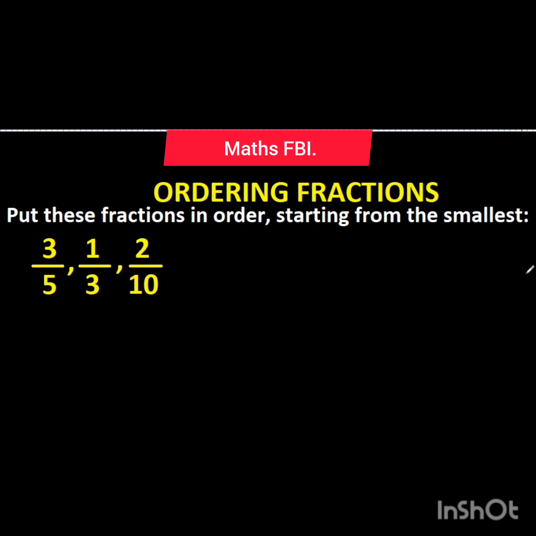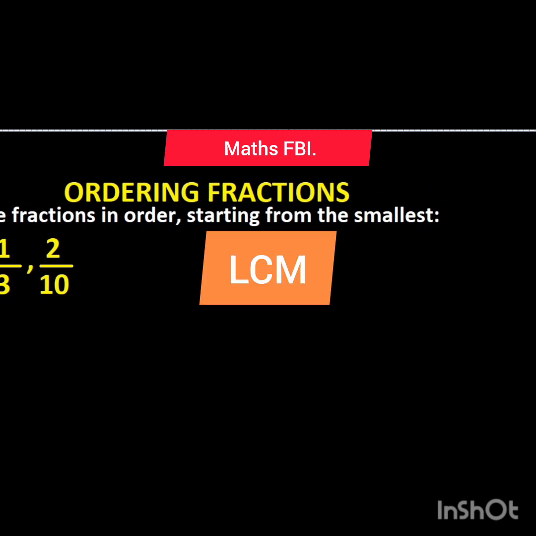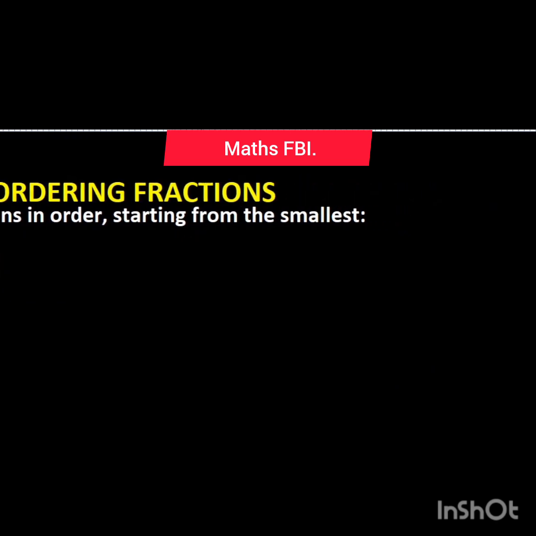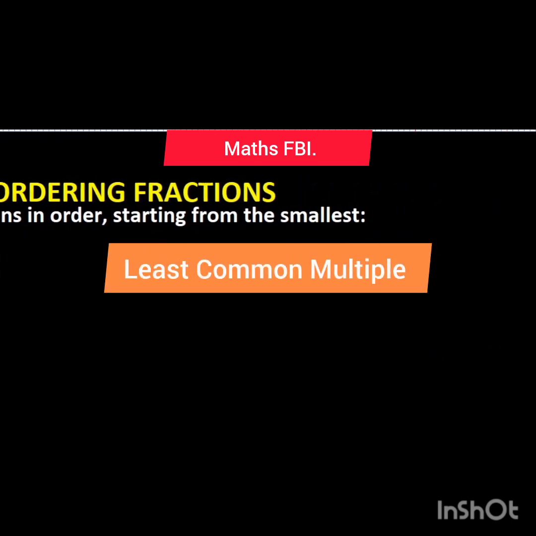So the first thing to do is to find the LCM of the denominators before us. We've got three denominators here. We have 5, 3, and 10. So let's find the LCM. That's the first thing to do. The LCM of 5, 3, and 10.